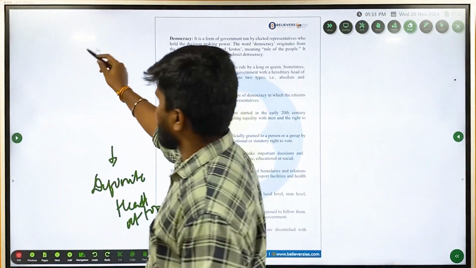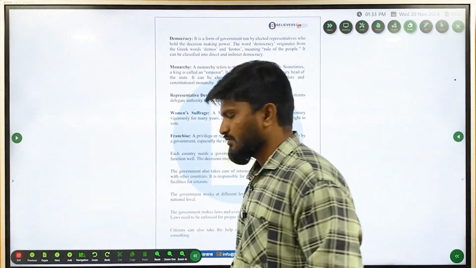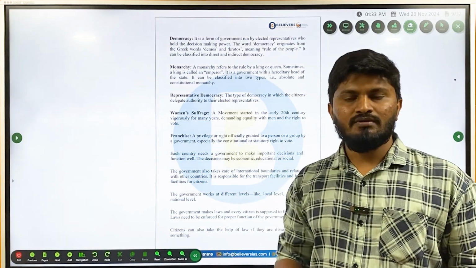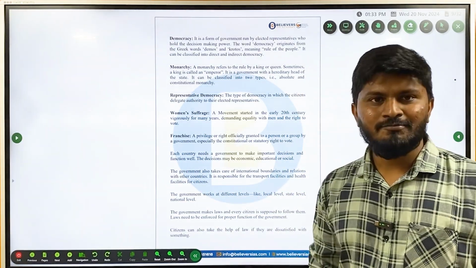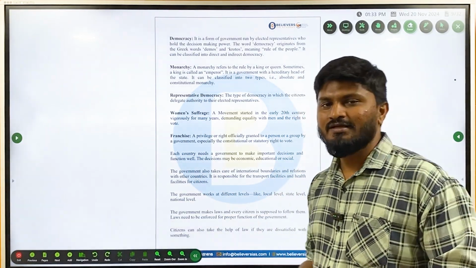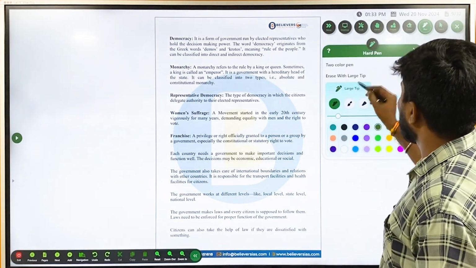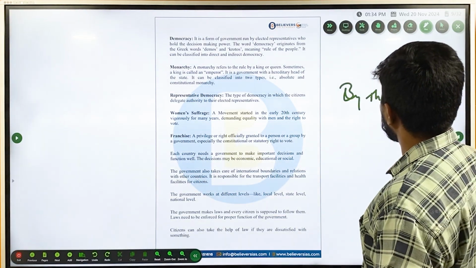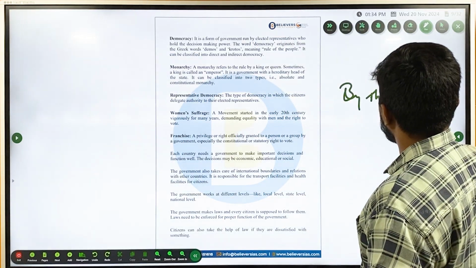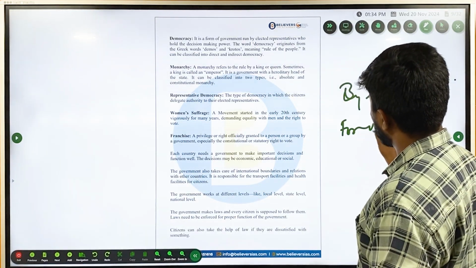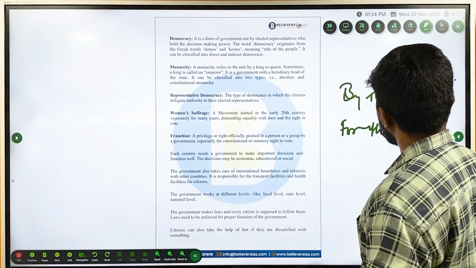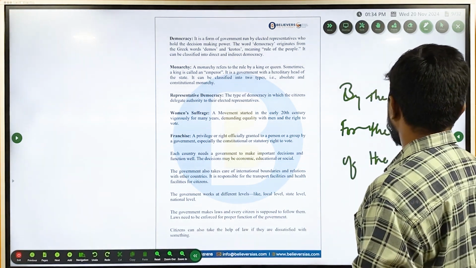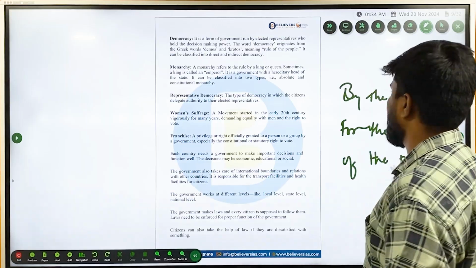Moving to democracy. What is democracy? In simpler words, in the words of the great Abraham Lincoln, not John Abraham Lincoln, democracy is the government by the people, for the people, and of the people. It is the simplest definition of democracy.